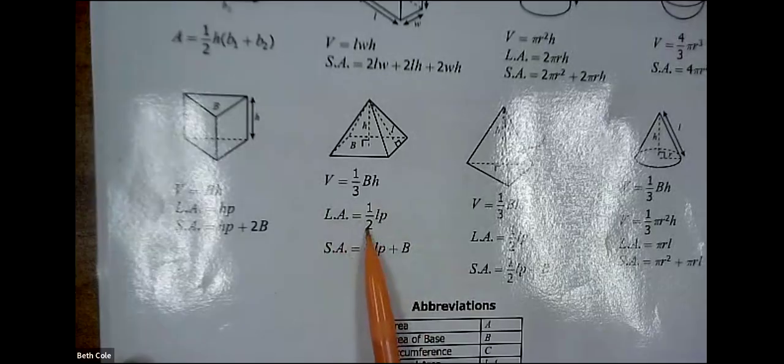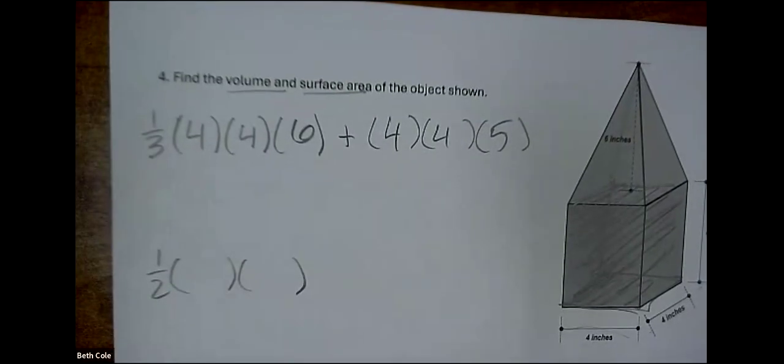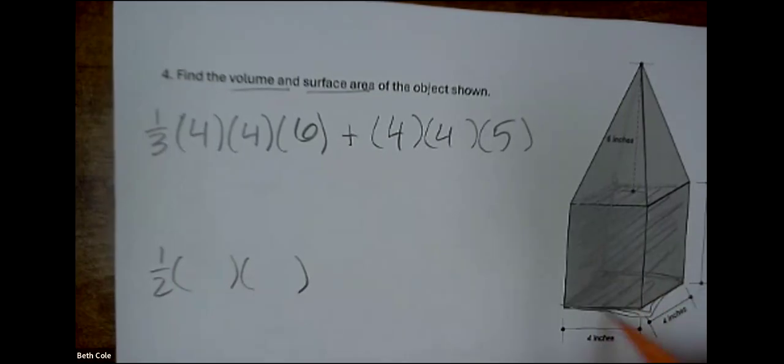Almost done. 1/2 LP. So 1/2, and then put some blanks. L is the slant height. We don't have that, so we're going to have to come back to that. We're going to do a little side problem. P is the perimeter of the base.